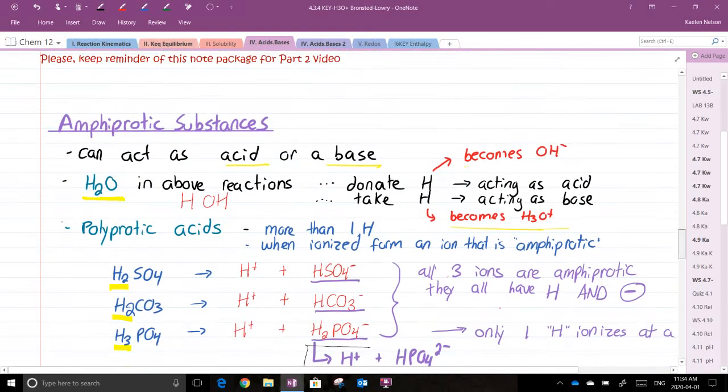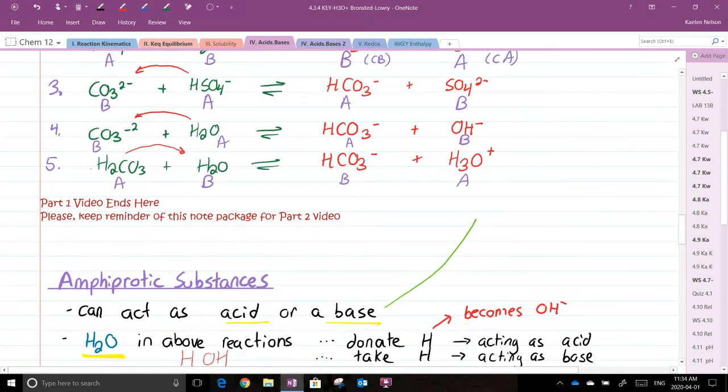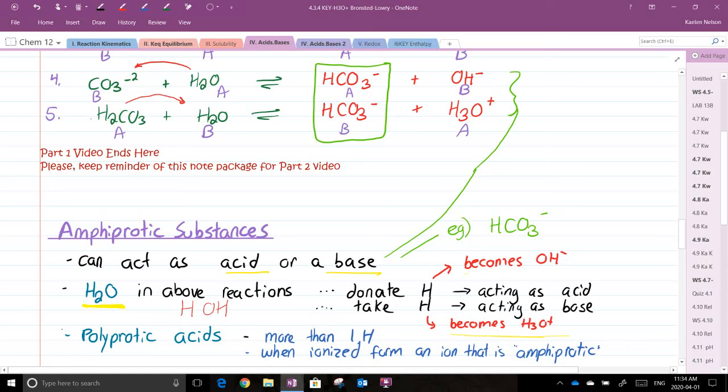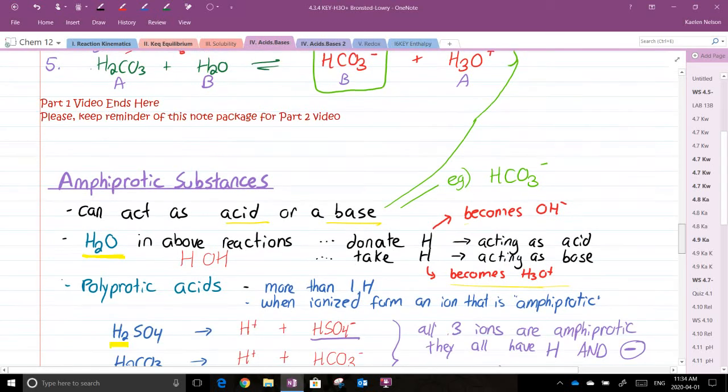Okay, the new portion of today's lesson is called amphiprotic substances. Something that is amphiprotic can act as either an acid or a base. So an example is, if you go back up to question 4 and 5 here, HCO3 minus in question number 4 is an acid, and HCO3 minus in question number 5 is a base. This is an example of an amphiprotic ion. So how it will act in an acid-base reaction will depend on what the other ion is doing.